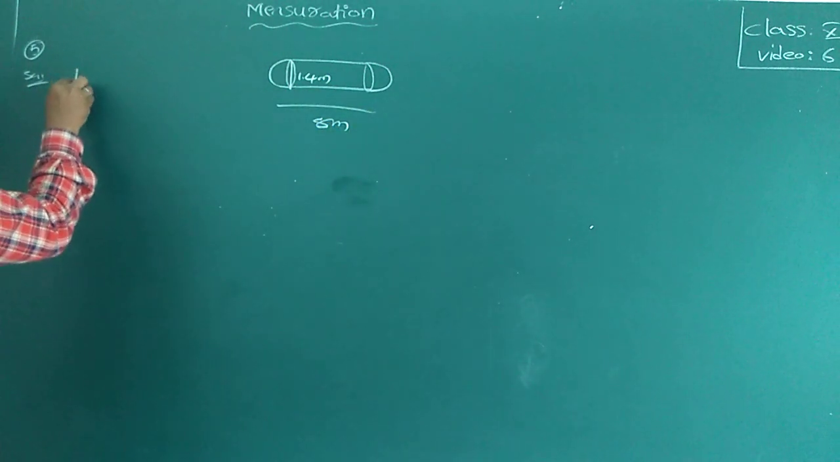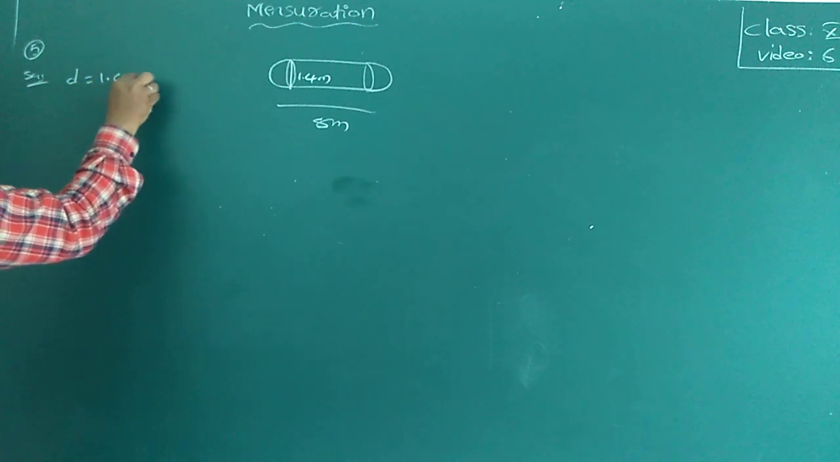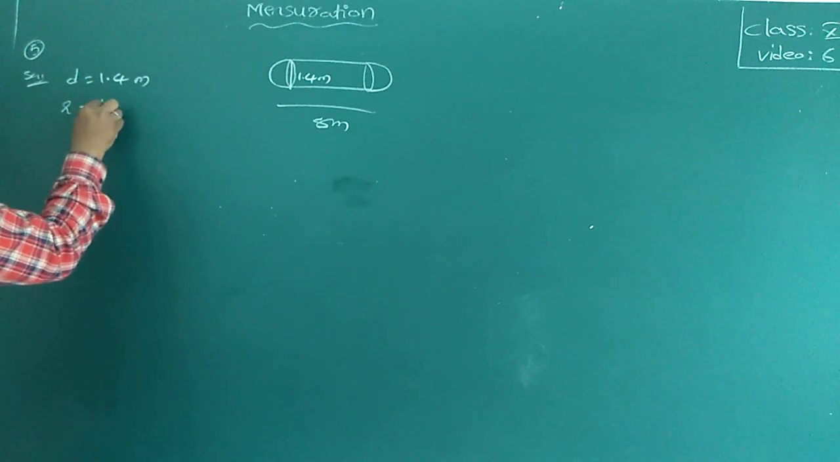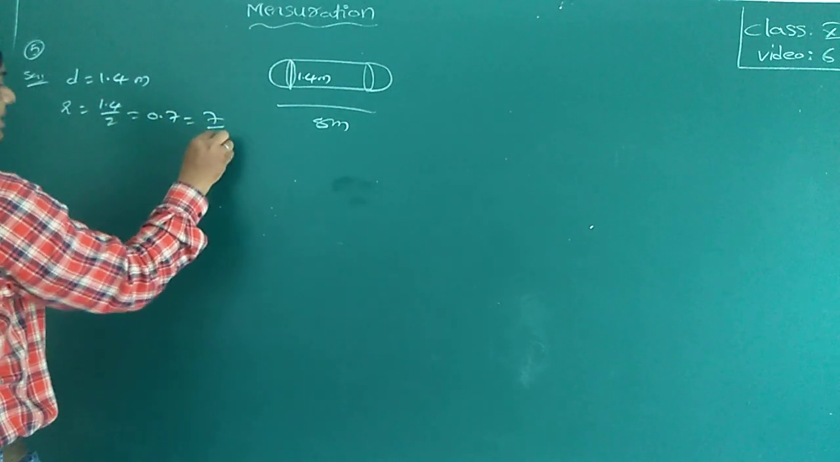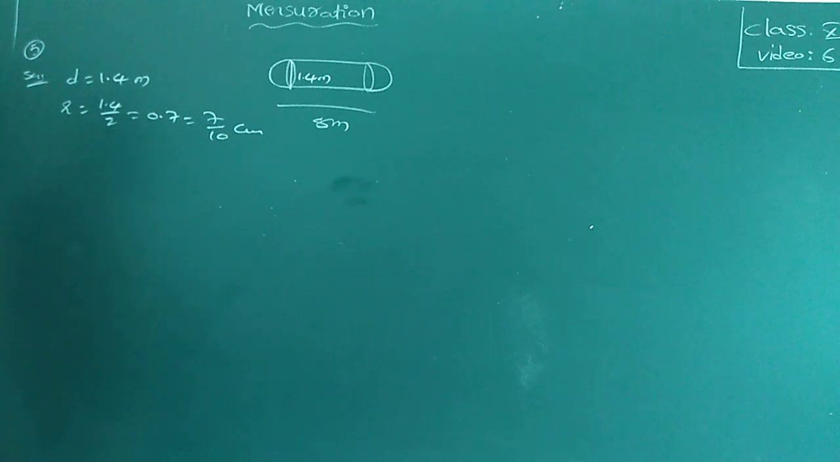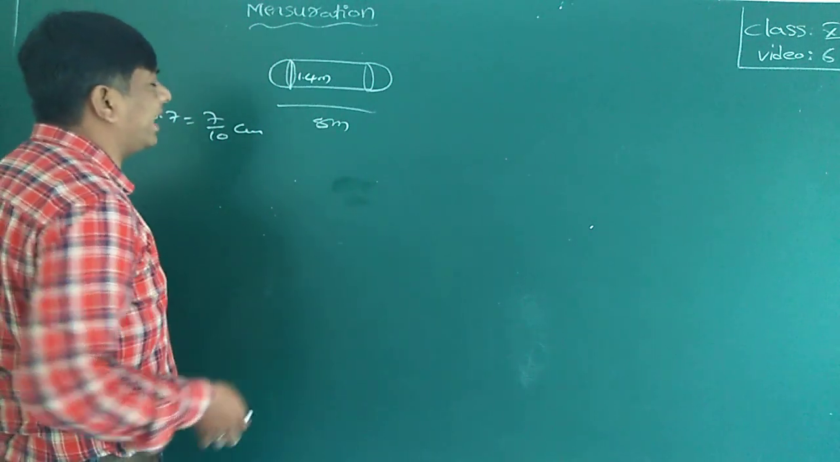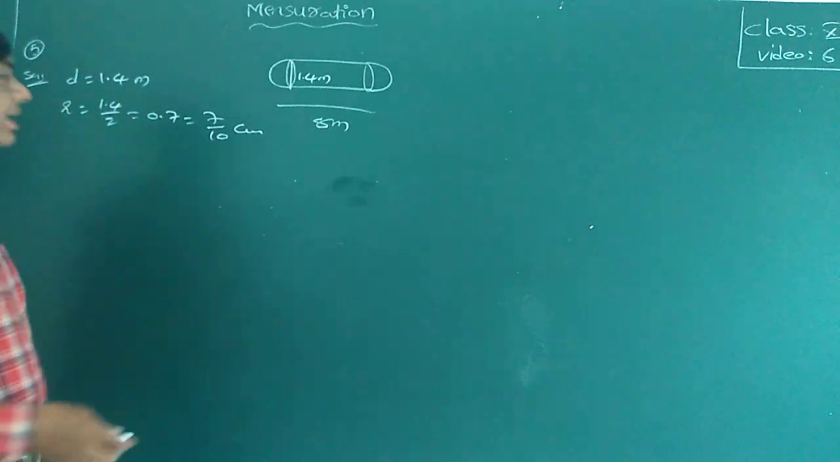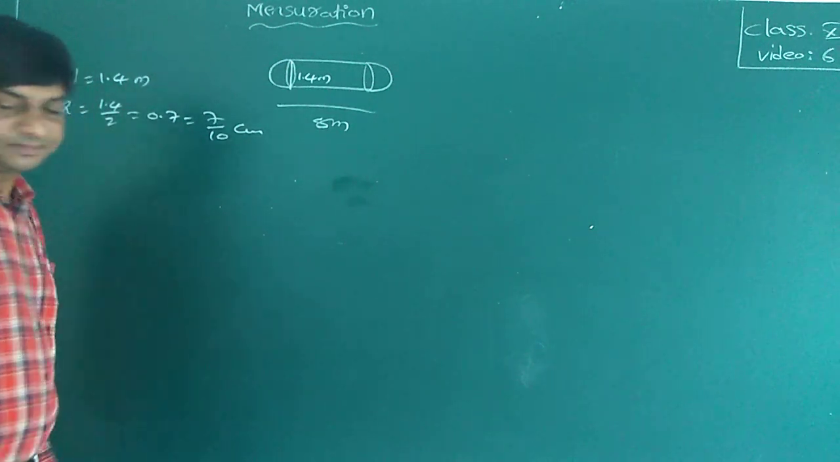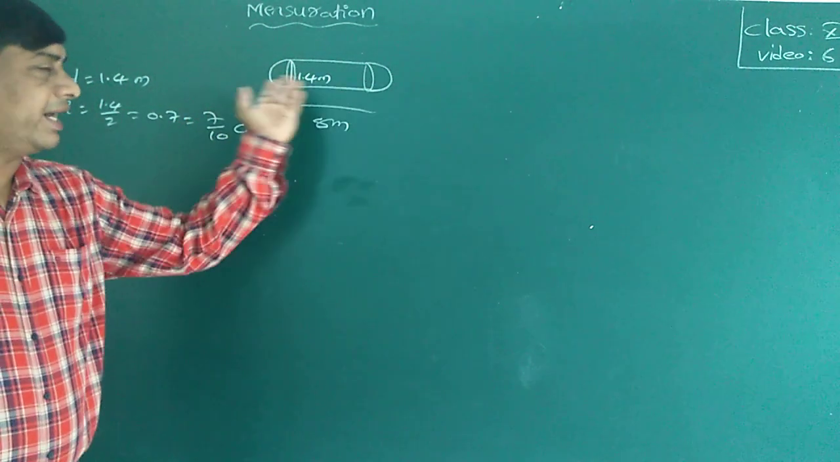Just I am giving here. Diameter is equal to 1.4 meters. Radius is equal to 1.4 by 2, that is equal to 0.7, which can be written as 7 by 10 meters. And its length is 8 meters. Find the cost of painting. Length is equal to 8 meters. Okay, so the total height is given.